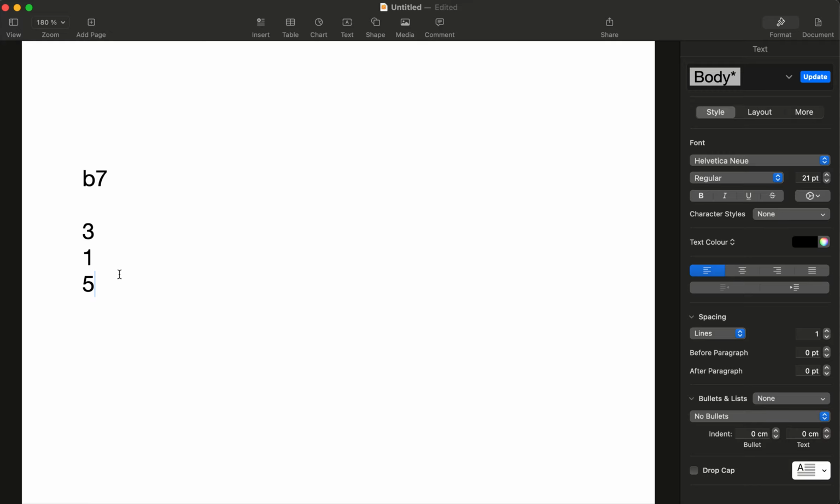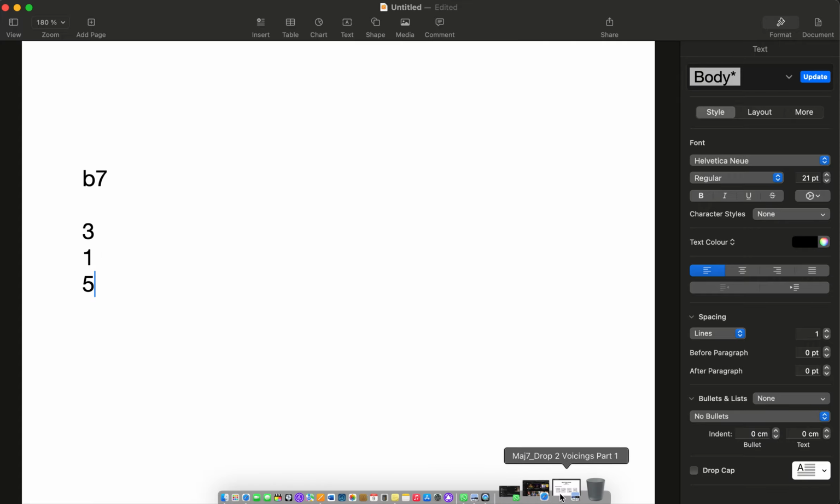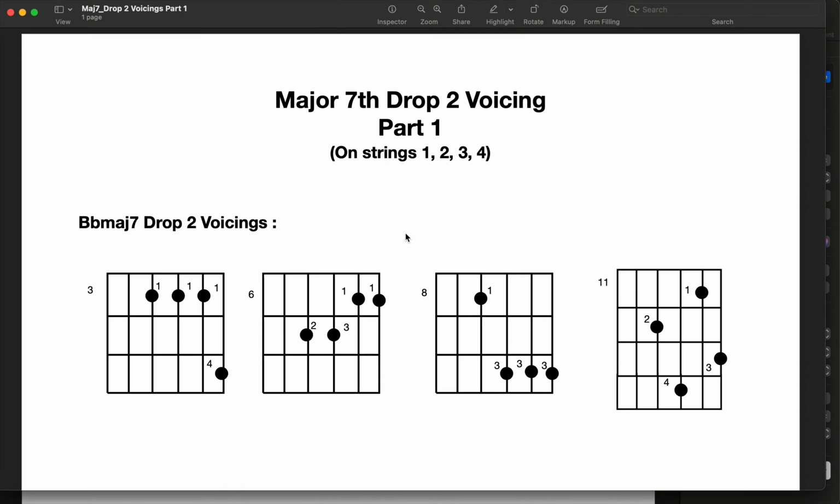Okay, so you understand the theory. What happens in a practical way? I have made this chart. These are all drop 2 voicings for guitar. Major 7 drop 2 voicing, part 1 on strings 1, 2, 3, and 4. Drop 2 voicings are organized for groups of strings. First we have strings 1 2 3 4, and then we have 2 3 4 5 and 3 4 5 6, right? But again, if you understand one concept, you will understand the rest.